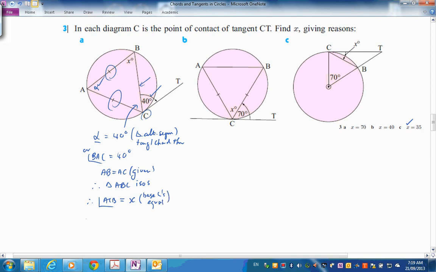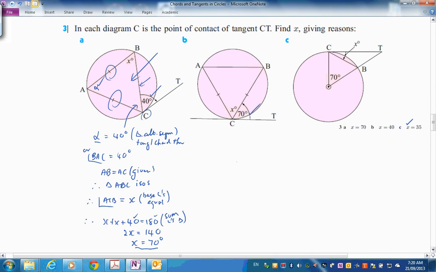Okay. Therefore, what have we got in this triangle here? In triangle ABC, x plus x plus 40 is 180. What's that? Sum of angles of a triangle. So 2x equals 140, adding up the x's, taking 40 from both sides, and therefore x equals 70 degrees, dividing both sides by 2. Do you like doing this or not? Interesting. Let's look at part B.